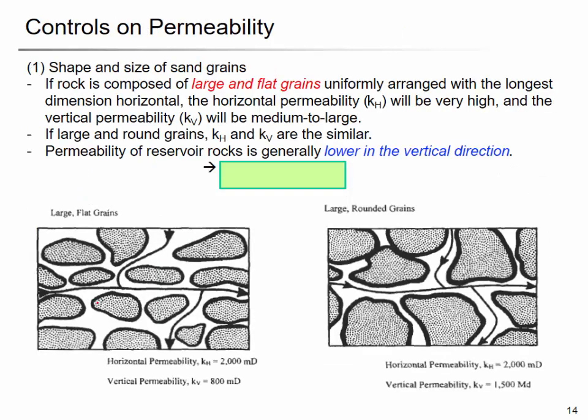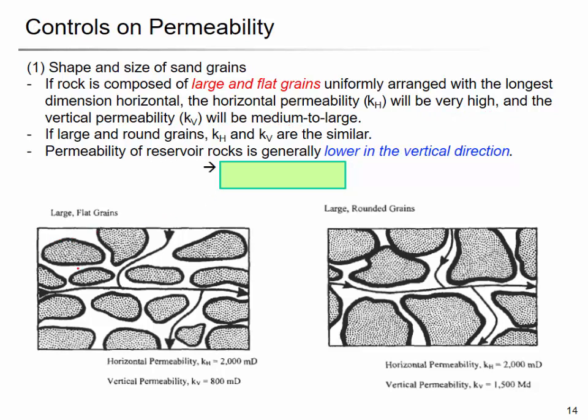So then what controls the permeability? We're going to talk about the influencing factors on the permeability one by one. Shape and size of the sand grain. If the rock is composed of large and flat grains uniformly arranged with the longest dimension horizontal, the horizontal permeability will be very high, and the vertical permeability will be medium to large. So this is the case.